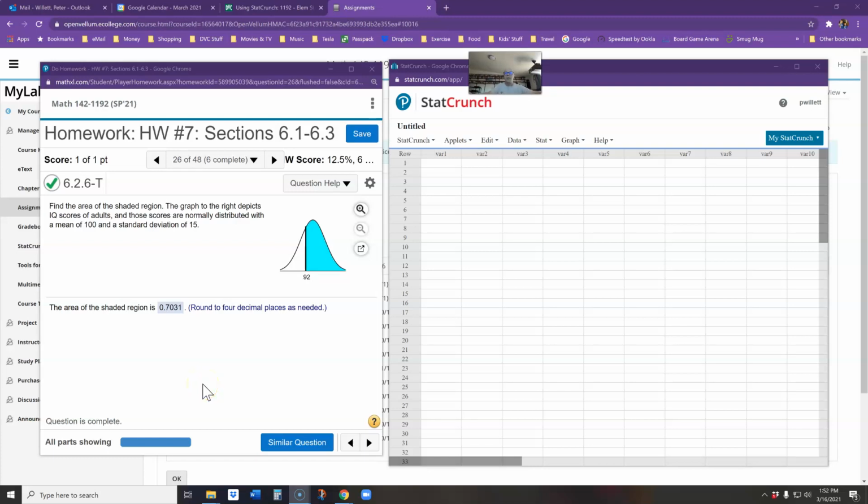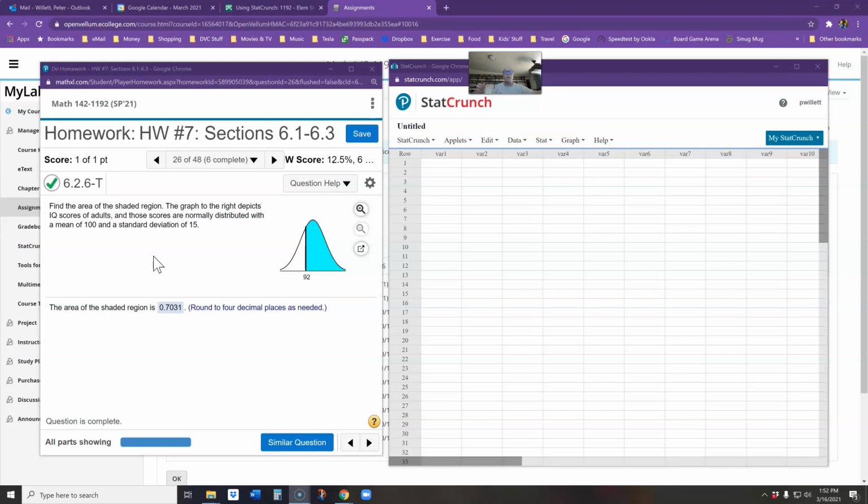Hey there, students. Here's a quick demonstration of how to work with the StatCrunch normal calculator, for the purpose of finding what portion of a population, or what a probability is from drawing from a population, or what portion of area under a density curve is shaded when you have a non-standard normal distribution.